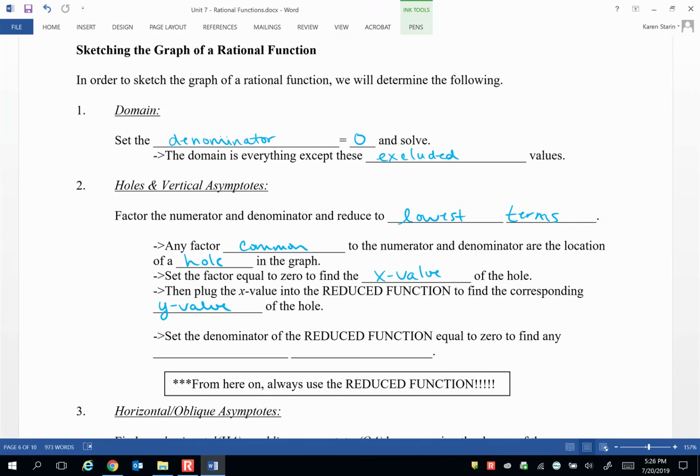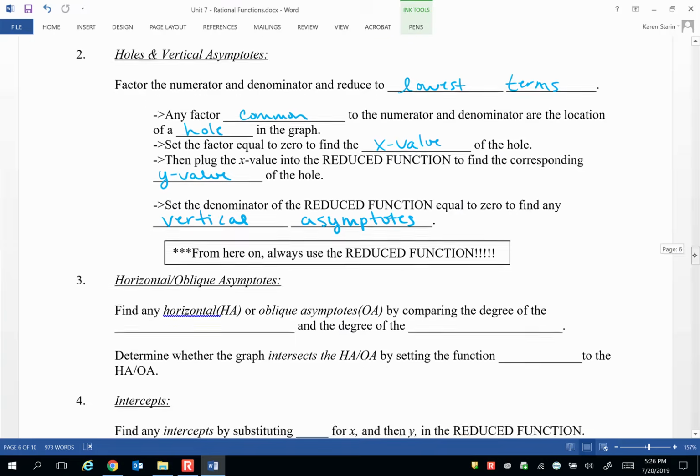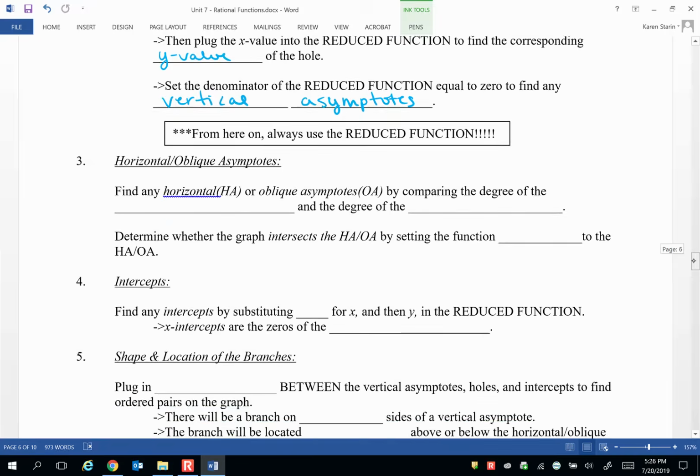And then finally, set the denominator of the reduced function equal to 0 to find any vertical asymptotes. And of course, when it's already factored, you can usually just read those solutions. Now from here on out, let's talk about the analysis through the lens of the reduced function.